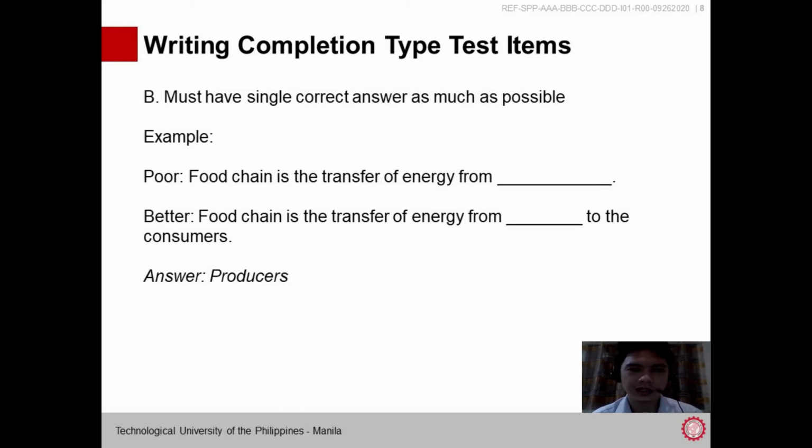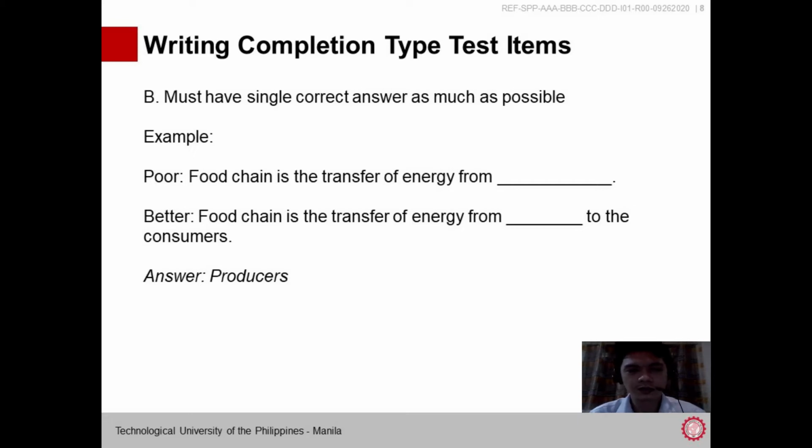So nabanggit kanina na sa completion type test items, pwedeng phrase, pwedeng word, pero as much as possible, single correct answer lang. Kasi mas madaling masagutan ng student kapag ganon. Example, food chain is the transfer of energy from blank. So ito yung poor na completion test item kasi kapag sinabing from, ibig sabihin merong concept na before and after or from one concept to another. Ibig sabihin hindi ito single correct answer kundi phrase.